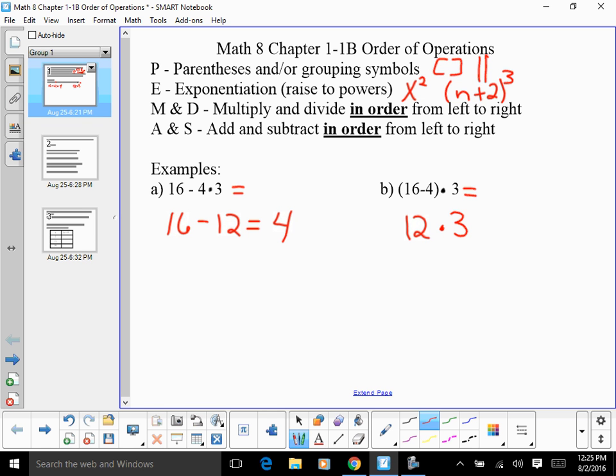Parentheses are finished. I look for the E, exponentiation. I don't have any. Then I look for multiplication and division. In this case, I have multiplication. I do the multiply, and I get my answer of 36. I hope you did get the right answer.